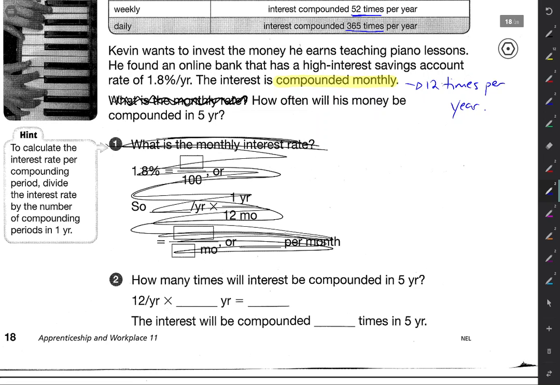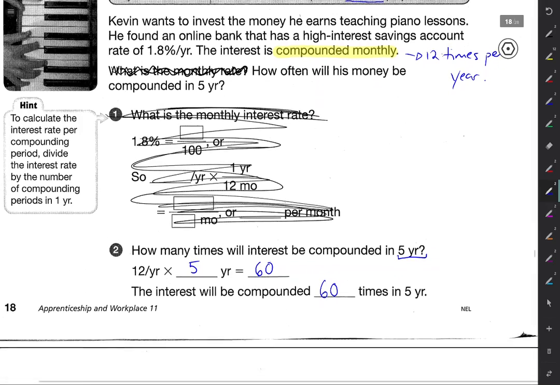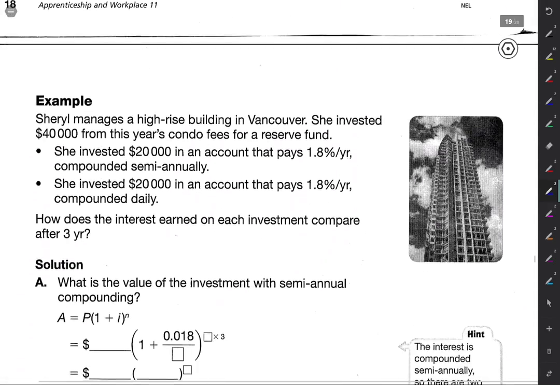Now it's asking us, how many times will interest be compounded in 5 years? If it's compounded 12 times in a year, we're going to multiply that by 5 years. So 12 times 5 is equal to 60. So the interest will be compounded 60 times in 5 years because it's 12 times per year. Now if we're looking at the next example, Cheryl manages a high-rise building in Vancouver. She invested $40,000 from this year's condo fees for a reserve fund.